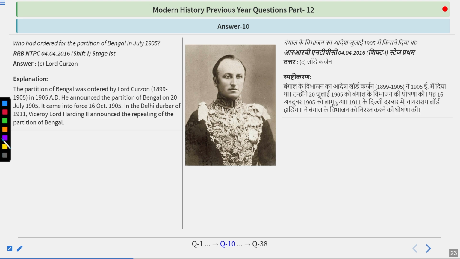The partition of Bengal was ordered by Lord Curzon in 1905. He announced the partition of Bengal on 20th July 1905. It came into force on 16th October 1905. In the Delhi Darbar of 1911, Viceroy Lord Hardinge II announced the repealing of the partition of Bengal when George V came to India on a visit. And when this partition of Bengal came into force, the people of Bengal celebrated Raksha Bandhan. Remember that as well.